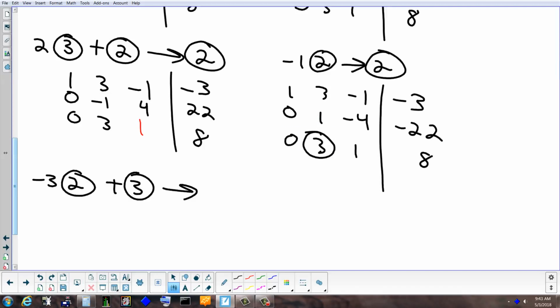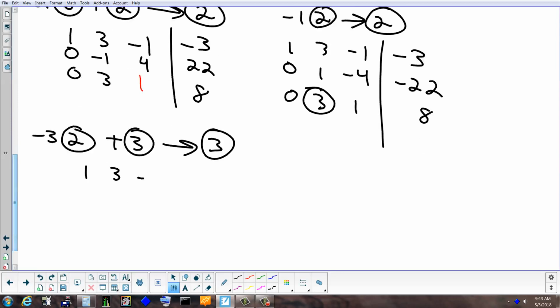So yes, we always work kind of down and to the right. Once you're done with column 1, you're done with row 1. Don't ever go back to it. We're in column 2. Now we're using row 2. Okay. All right. Okay, is row 1 going to change? Nope. Is row 2 going to change? Let's just copy those first. 1, 3, -1, -3, 0, 1, -4, -22.